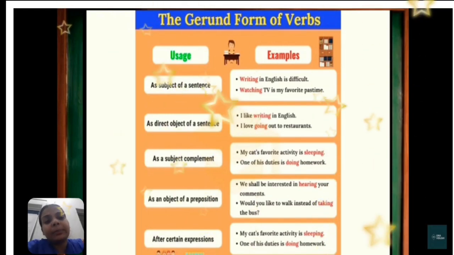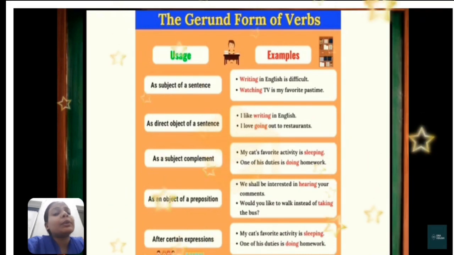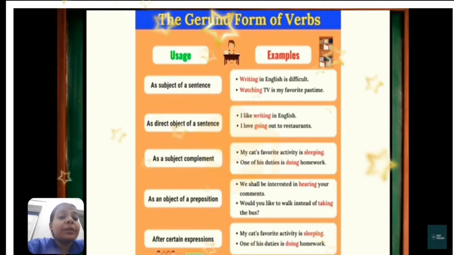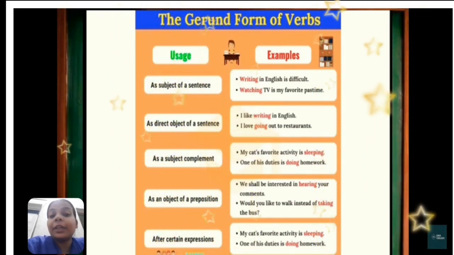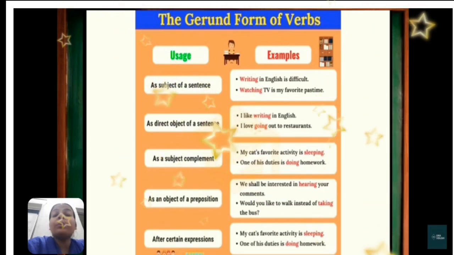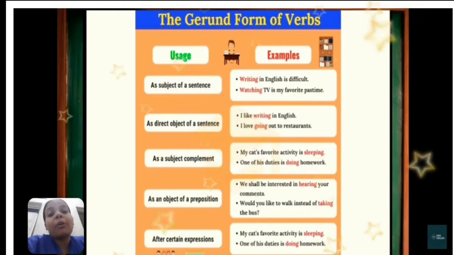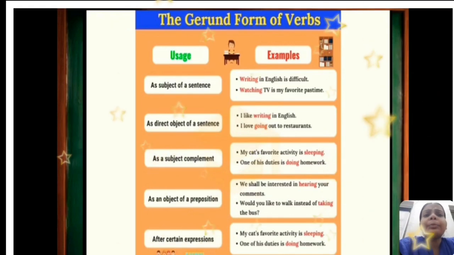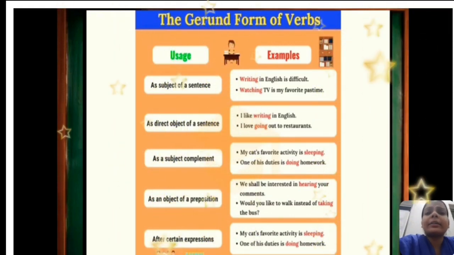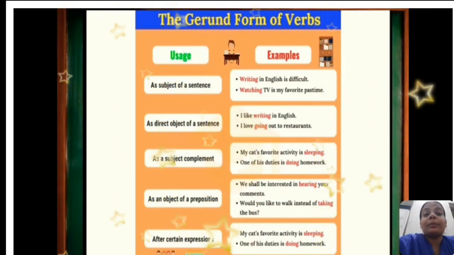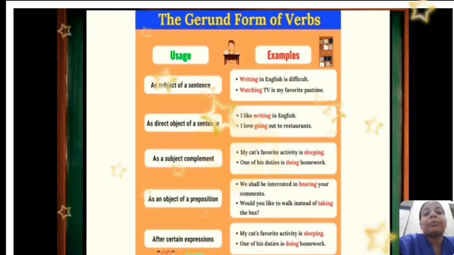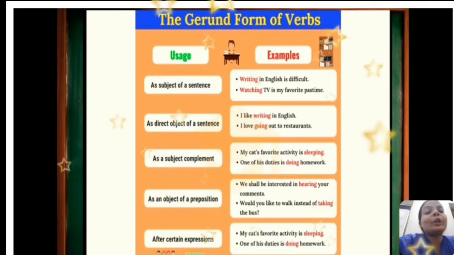Then for certain expressions or some phrases also we use gerund. Like my cat's favorite activity is sleeping. So that's a kind of expression here which we are mentioning. So this is how we use gerund in different forms of sentences. Now students, I hope you have understood a good concept of gerund. Now let us practice some exercise to check whether you have understood the concept of gerund properly or not.